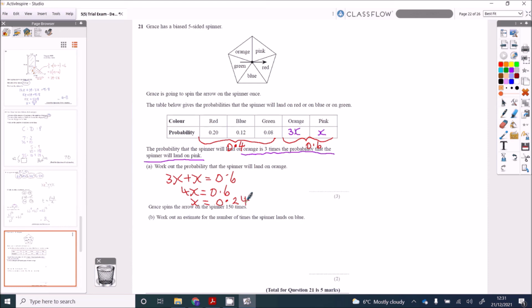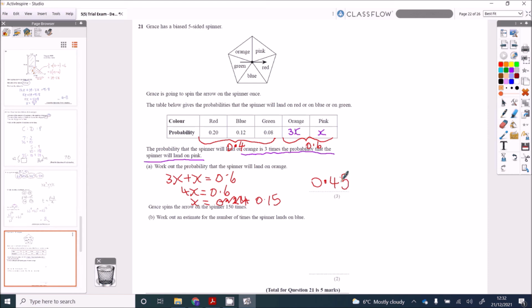I think. What's 0.6 divided by 4? Sorry, it's 0.15. That's 0.6 divided by 4. Of course it is. You just halve it and you halve it again. Right, now be careful. That is what x is. x is the probability of getting pink. This question is asking for the probability we will land on orange. So that's 3 lots of x, 3 lots of 0.15, which is 0.45.